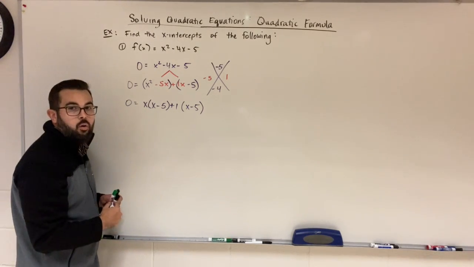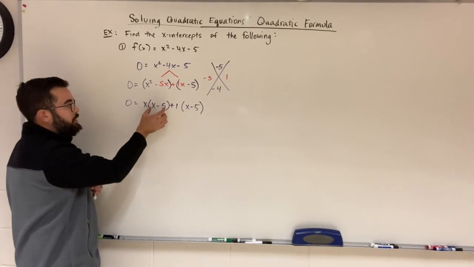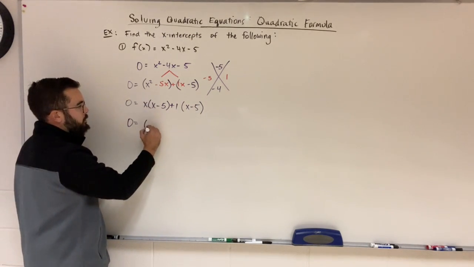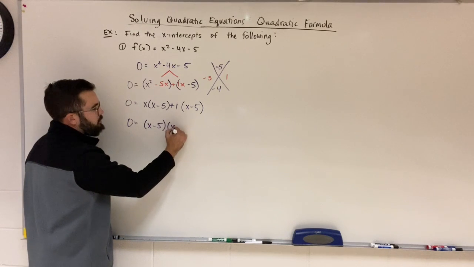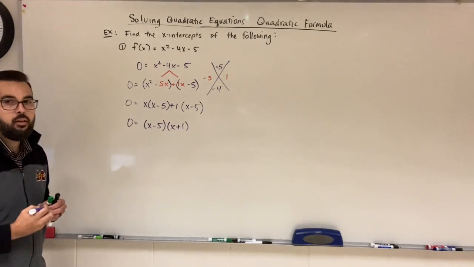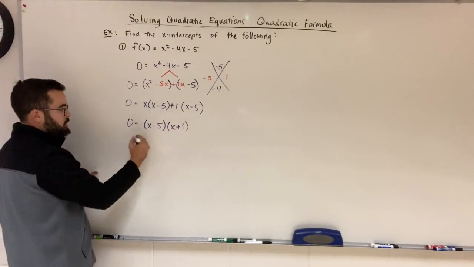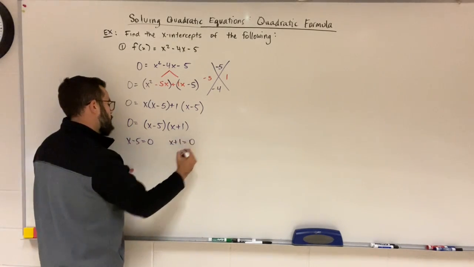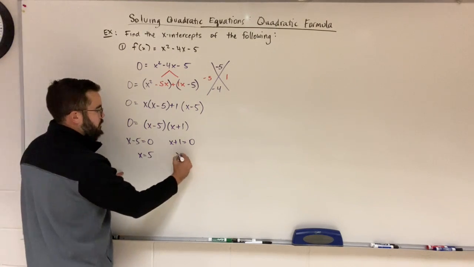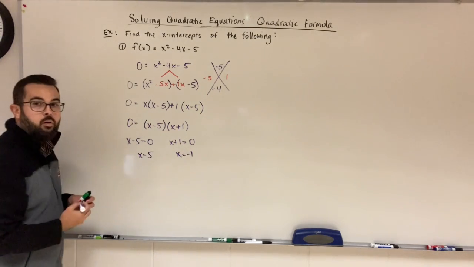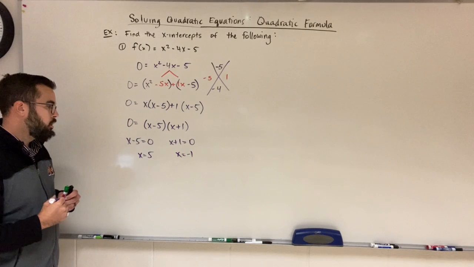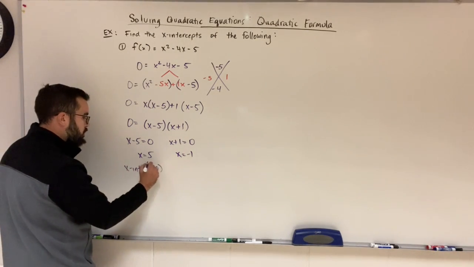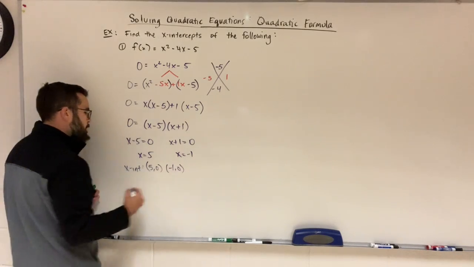Now we factor by GCF again because there's a common factor of x minus 5 in the two terms up here. So we have x minus 5 times x plus 1. Then using the zero product property, we'd have x minus 5 equals 0 and x plus 1 equals 0, so x equals 5 or x is negative 1. So our x-intercepts for this function are (5, 0) and (-1, 0).